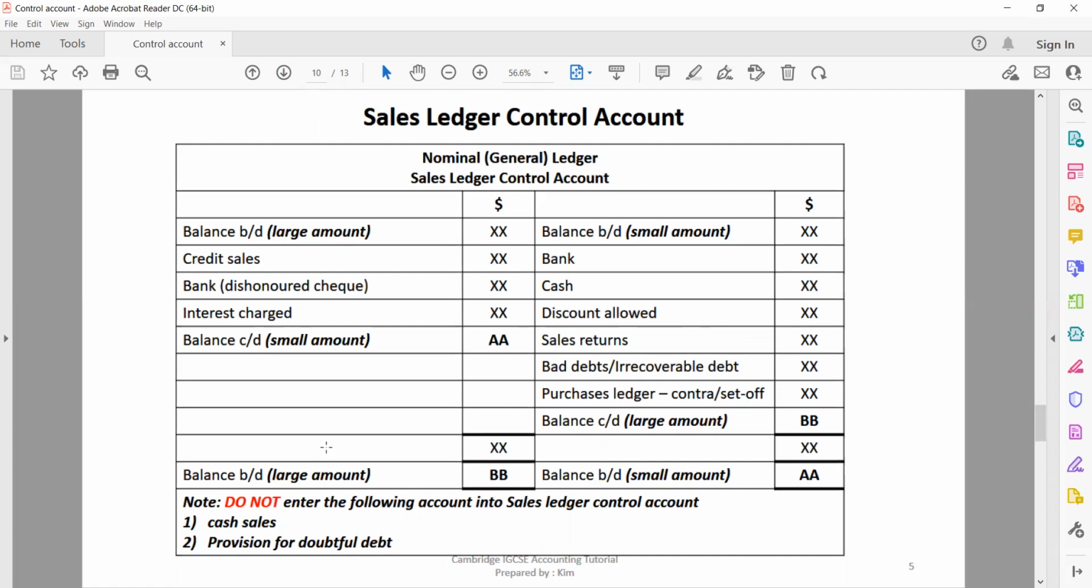Balance carry down and balance brought down, same thing as usual because this is a set. The larger amount should be in the credit, so transfer to here. So basically we should have the balance worked out on the debit side more often. And take note, there are two items that always get confused. If in the exam there is cash sales or provision for doubtful debt, don't put them into the sales ledger control account.